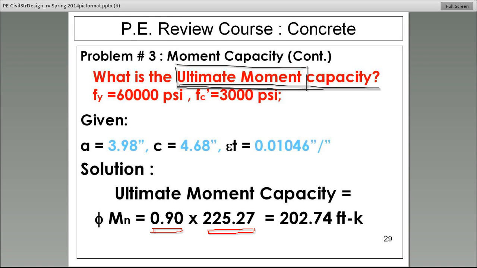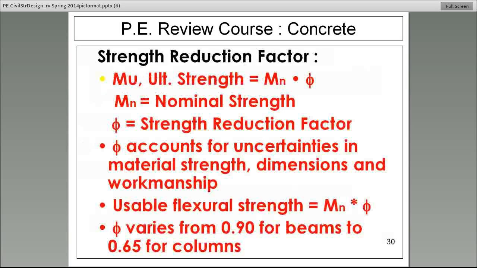So this strength reduction factor is less than 1, and we use the letter phi to identify it. Sometimes we refer to it as the phi factor for obvious reasons. Now, you may ask, is the phi factor always 0.9? No, it is not. It is 0.9 if the element that we're looking at is a beam.